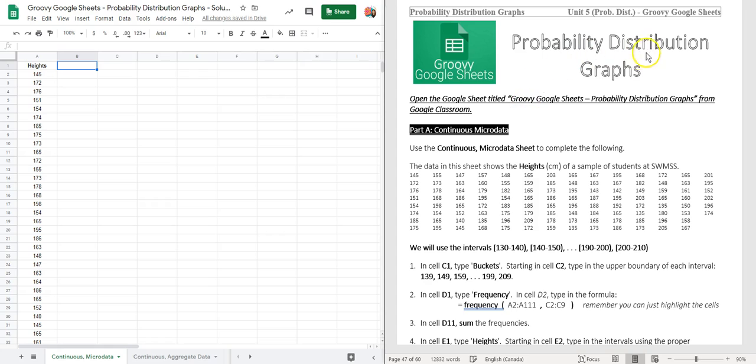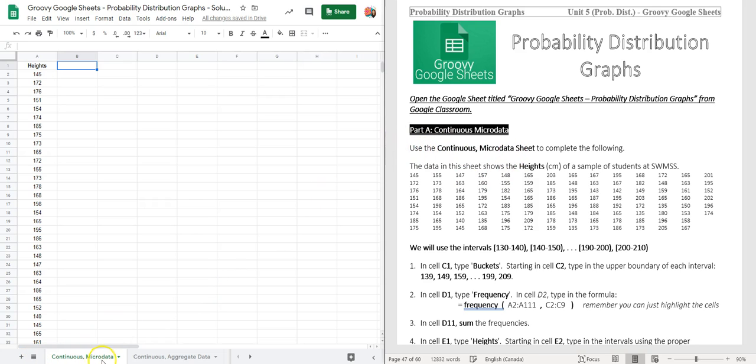So to make a probability distribution graph, you're basically making a histogram, but the y scale, instead of being absolute frequency, is relative frequency. And these are all graphs that you've already made in the histogram Google Sheet activity, so this shouldn't be a lot that's new. But we're going to go over it again.